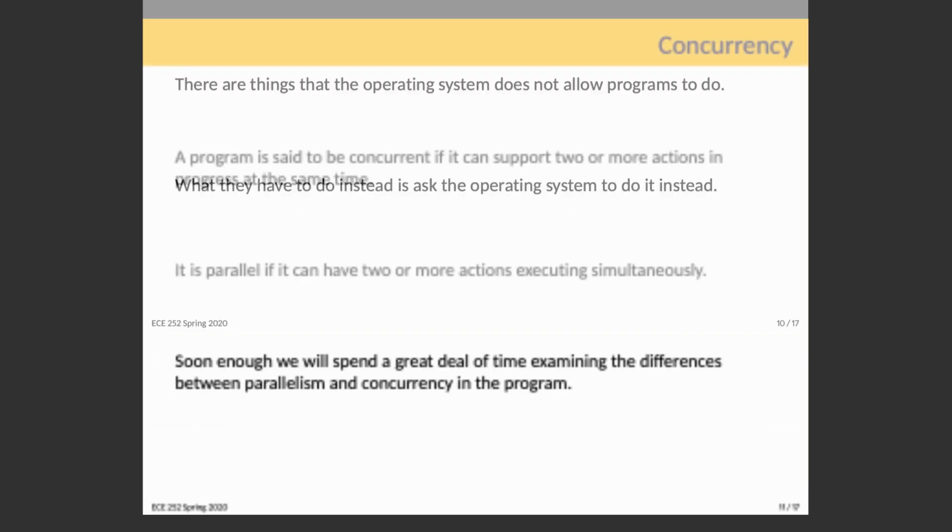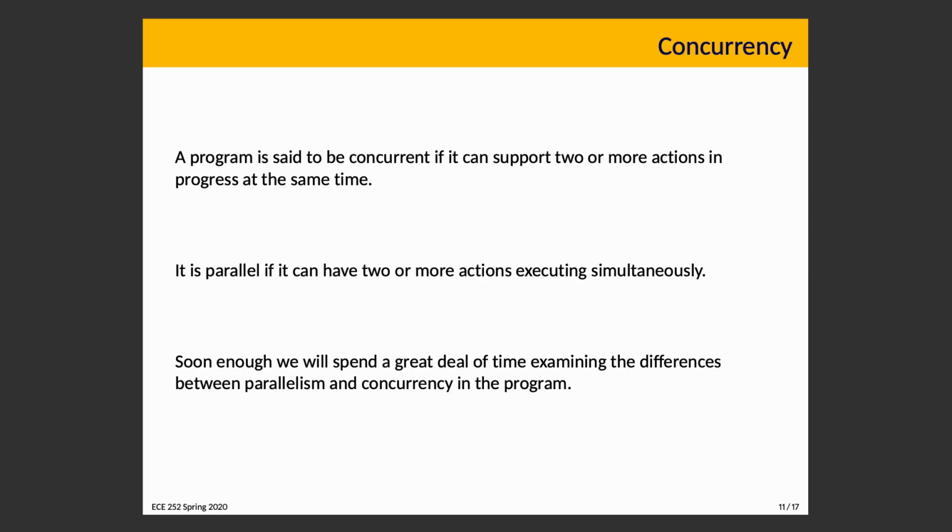And for any non-trivial program, it is very likely that we will at least interact with the operating system some of the time. Okay, so the previous section mentioned concurrency, but it didn't really introduce what it is. A program is said to be concurrent if it can support two or more actions in progress at the same time. That's not the same thing as parallel. Parallel is two or more actions executing simultaneously.